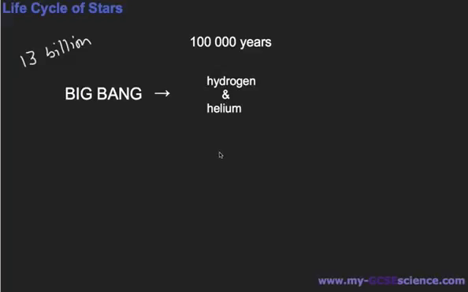So for a very long time the universe consisted only of hydrogen and helium, maybe one or two other light elements, and not much else. There were no stars, no planets, and for a very long time these were the main two elements that were around.